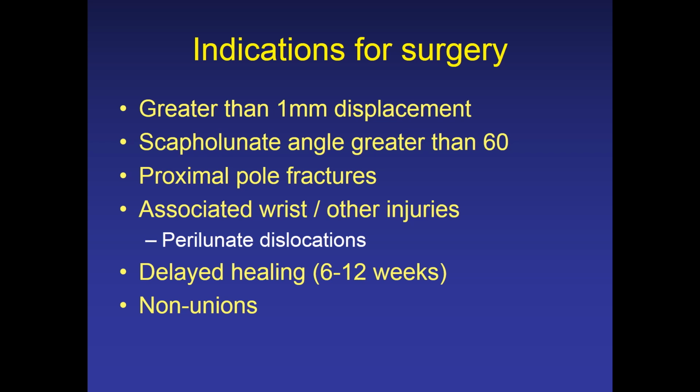Perilunate dislocations, there's a lot of instability in the wrist, there's a lot of damage to the ligaments, there's no stability holding that scaphoid together. So these immediately would go into this surgical group. And the delayed and non-unions, I'm going to discuss in the next talk.